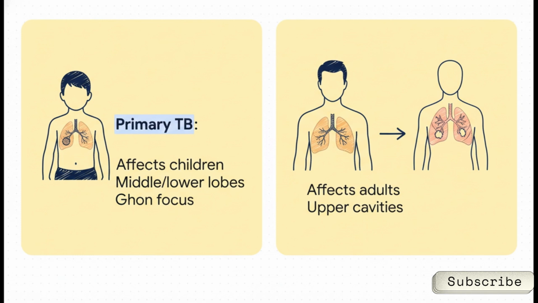But secondary, or reactivation TB, that's what we typically see in adults. It loves the upper lobes of the lungs because there's so much oxygen there. And that's where you get that classic cavity formation on an X-ray. Big takeaway? Primary often heals. Secondary almost never does without treatment.